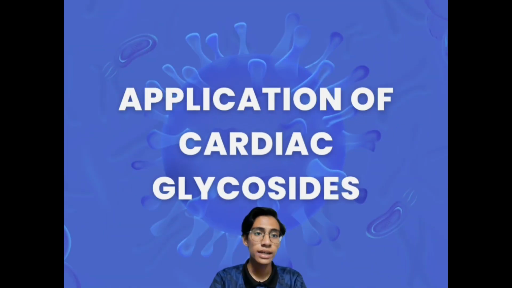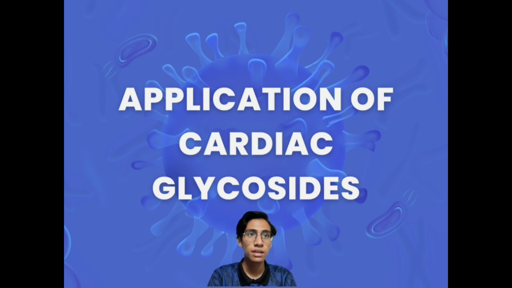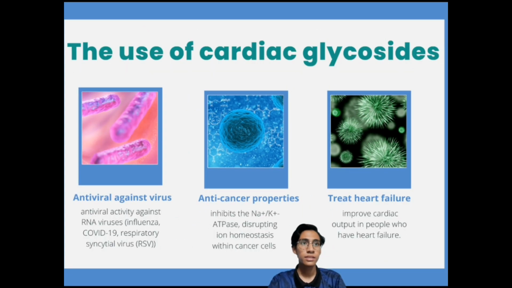Recent studies show that there are a lot of applications regarding cardiac glycosides. For example, cardiac glycosides serve as antivirals against viruses such as influenza, COVID-19 and so on. It is proven that cardiac glycosides have anti-cancer properties, inhibiting the sodium-potassium pump and disrupting ion homeostasis within cancer cells to kill them. Moreover, cardiac glycosides treat heart failure and improve cardiac output in people who have heart failure.